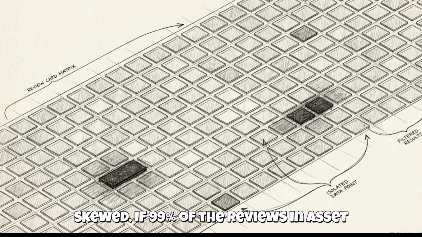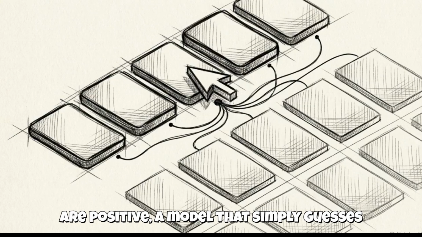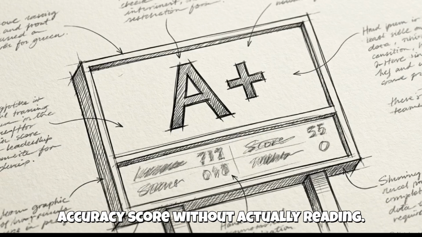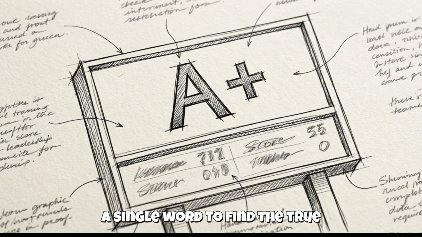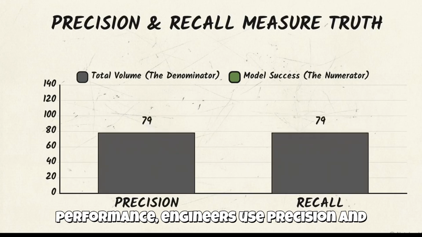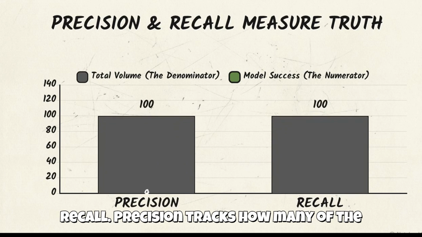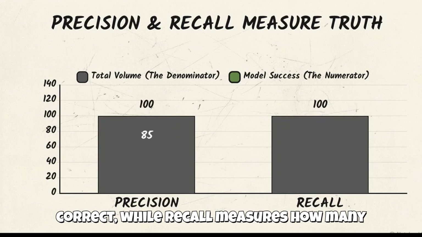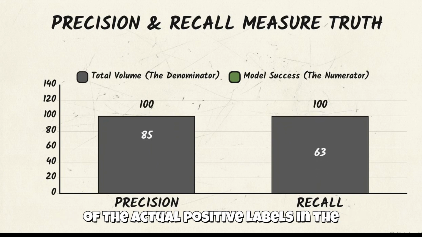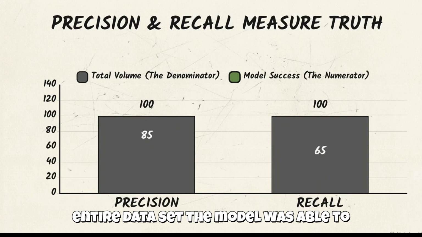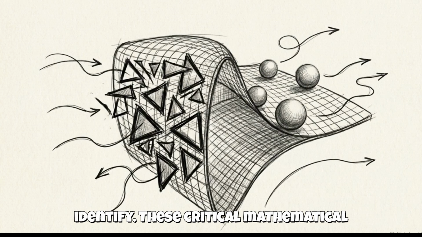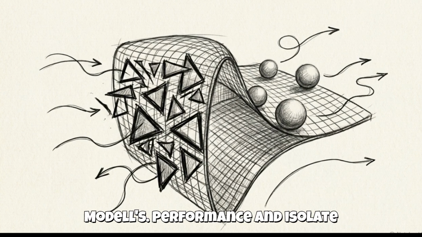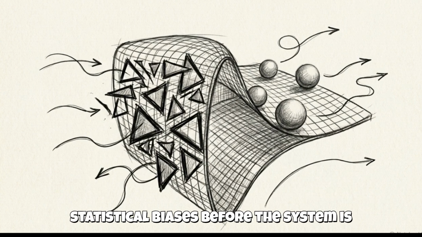If 99% of the reviews in a set are positive, a model that simply guesses positive every time will reach a 99% accuracy score without actually reading a single word. To find the true performance, engineers use precision and recall. Precision tracks how many of the model's positive guesses were actually correct, while recall measures how many of the actual positive labels in the entire dataset the model was able to identify. These critical mathematical filters allow developers to verify a model's performance and isolate statistical biases before the system is deployed.